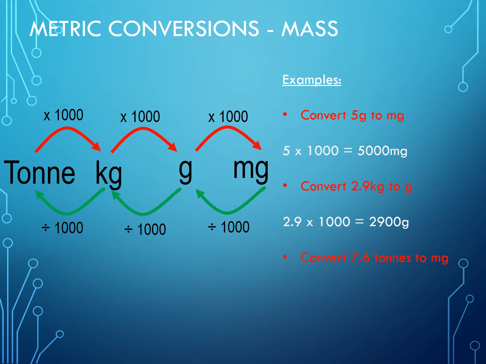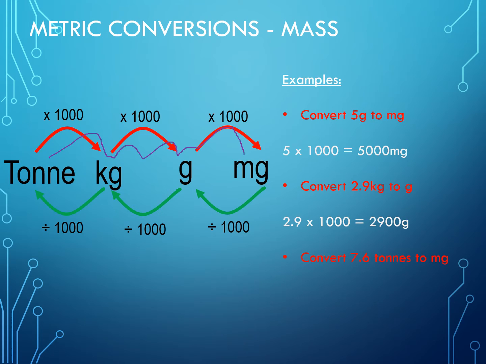Then we have another example here. This example is convert 7.6 tons to milligrams. Now, for this, we have to remember that we're not just going from ton to kilogram, but from ton to kilogram, and then we're going to gram, and finally, we're going to milligram.